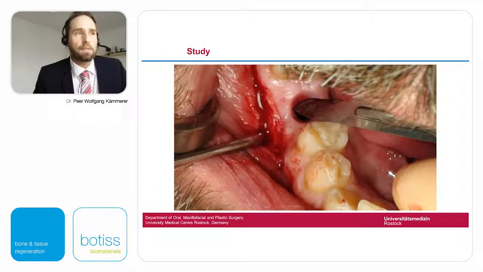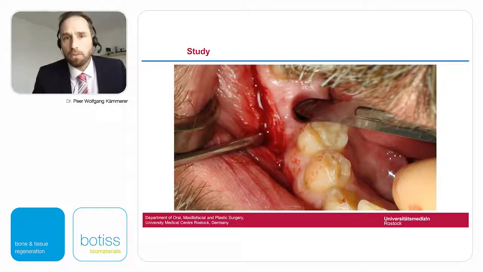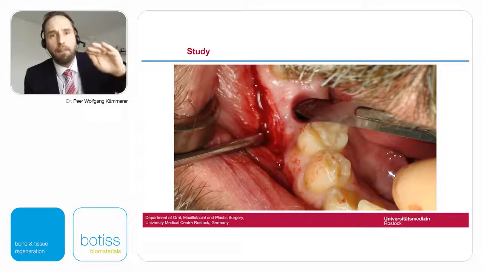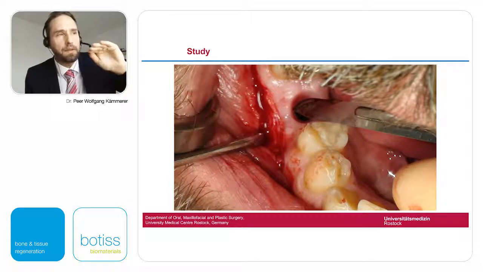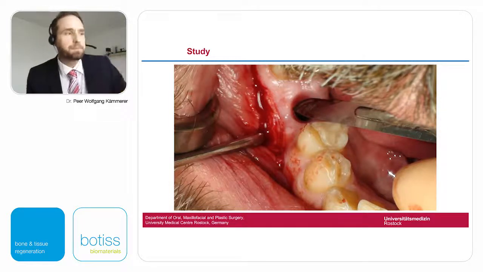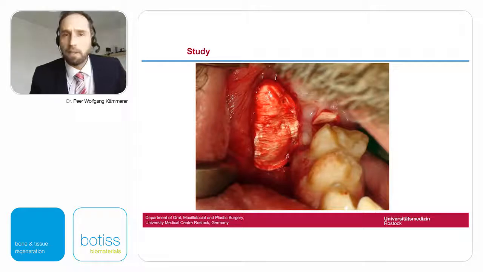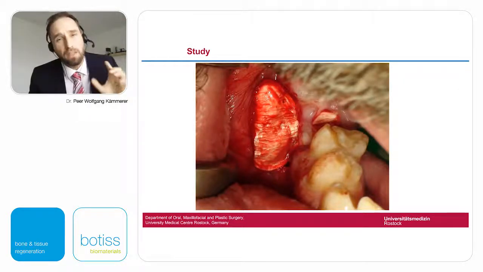These are some pictures you see here. The epiperiosteal preparation of the bed. Then we had to put the gingival tissue down, putting in the membrane. This is the membrane. It's really quite thick and it's good to handle.